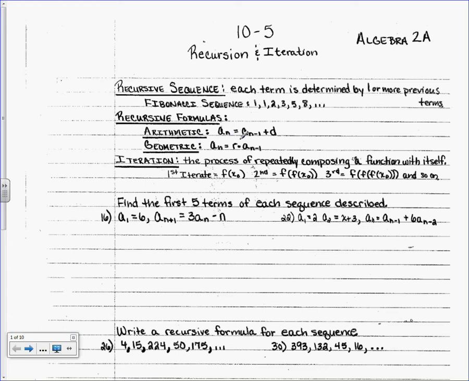Arithmetic is a sub n equals a sub n minus 1 plus d. Geometric is a sub n equals r times a sub n minus 1. A sub n is still a sub n. That doesn't change, okay? R is still R, D is still D. Those still mean the same things from before, common difference, common ratio. This time, a sub n minus 1 means the term before it, okay?